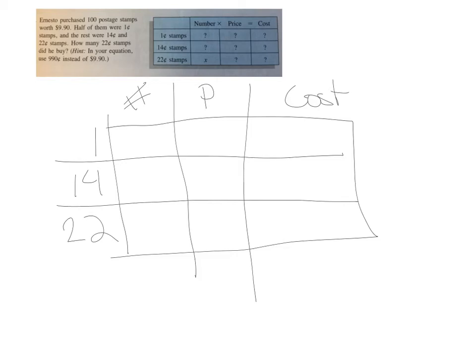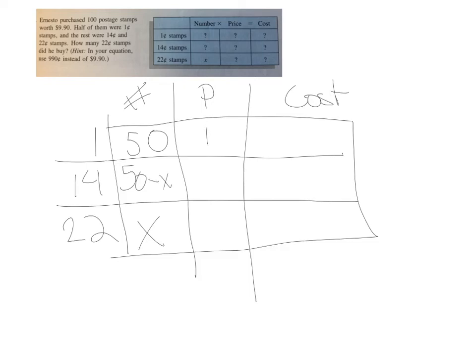Okay. Let's say, for instance, that he bought X 22 cent stamps as they've set up in our box. We have to figure out how to fill out the rest of these. Well, we know that they bought 100 postage stamps. Half of them were 1 cent stamps. What's half of 100? 50. So we know he bought 50 1 cent stamps, which leaves us with 50 between 14 and 22. And if 22 is X, then 14 must be the rest, or 50 minus X.